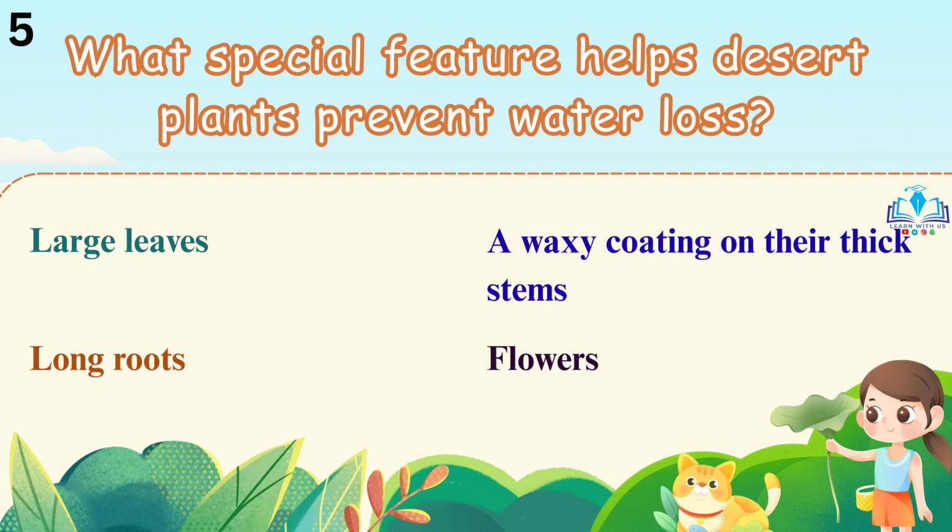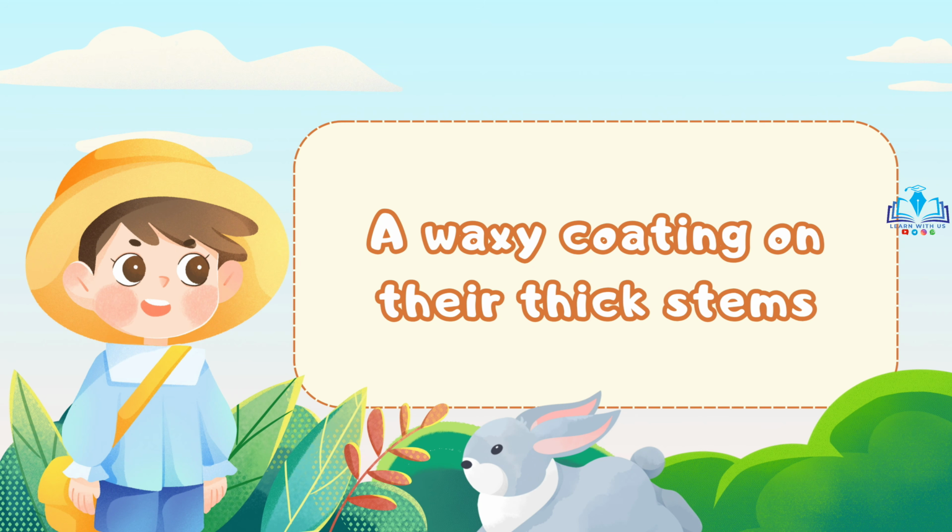Question 5. What special feature helps desert plants prevent water loss? A. Large leaves. B. A waxy coating on their thick stems. C. Long roots. D. Flowers. Answer B. A waxy coating on their thick stems.